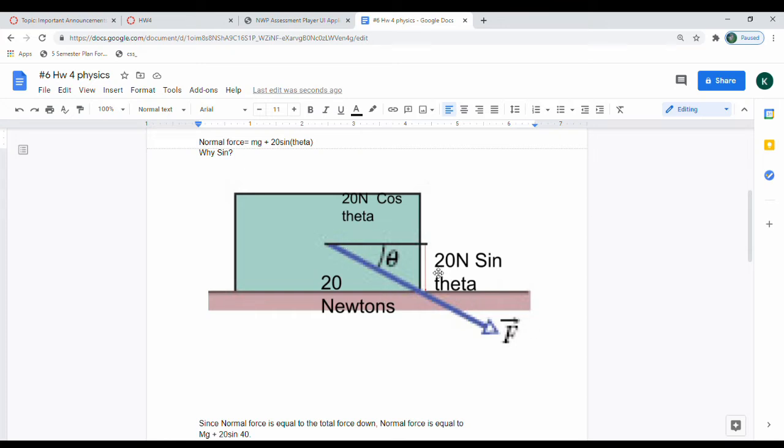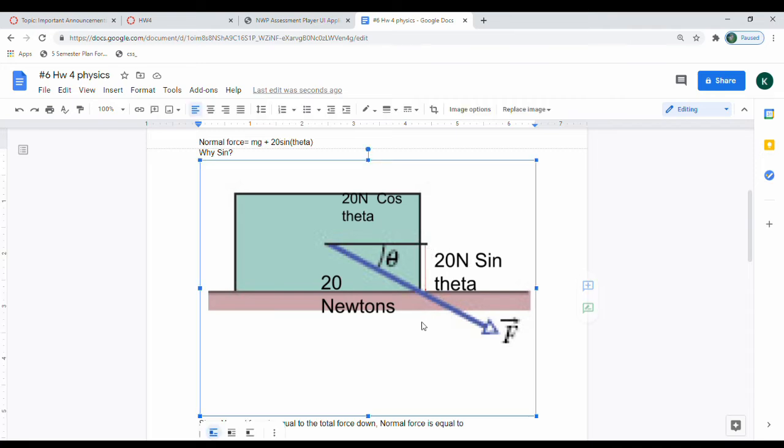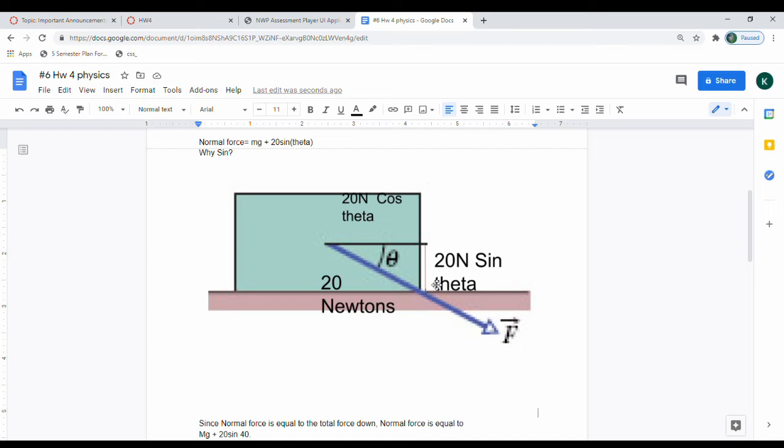Opposite over hypotenuse is sine, and as you can notice, this is pushing down. The normal force will match it and push back up. So we know it's mg plus 20 sine theta. That's why it's plus, by the way, not minus. And then mg is just gravity. Normal force always counteracts gravity.